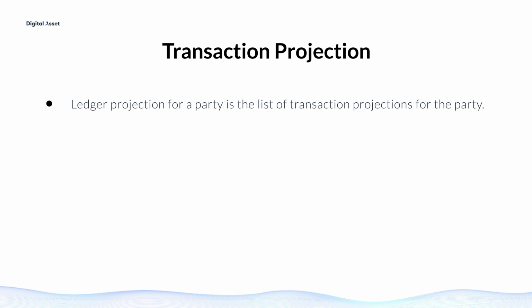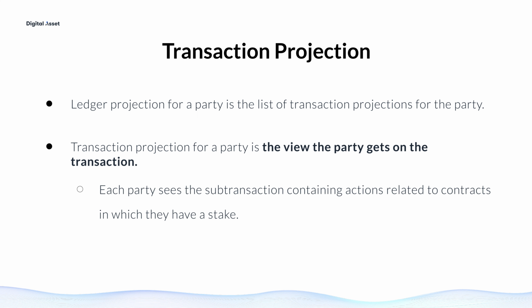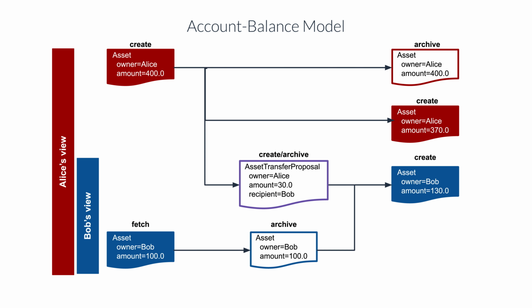Stakeholders should see changes to contracts they hold a stake in, but that does not mean that they have to see the entirety of any transaction that their contract is involved in. This is made precise through projections of a transaction, which define the view that each party gets on a transaction. Given a transaction, a party should see the subtransaction consisting of all actions on contracts where the party is a stakeholder. Thus, privacy is obtained on the subtransaction level. Projecting the ledger of the asset transaction workflow example yields the following projections for Alice and Bob.